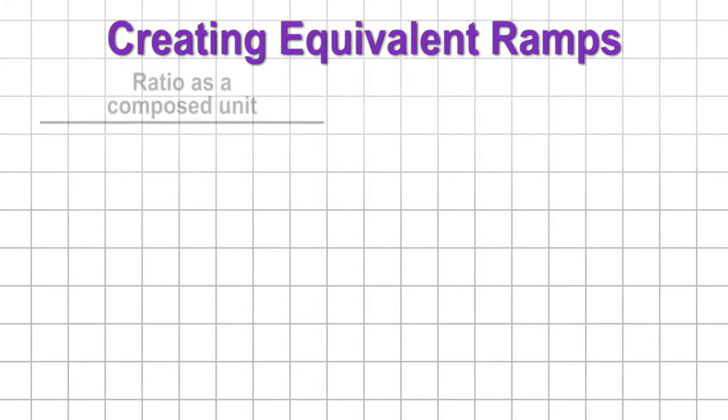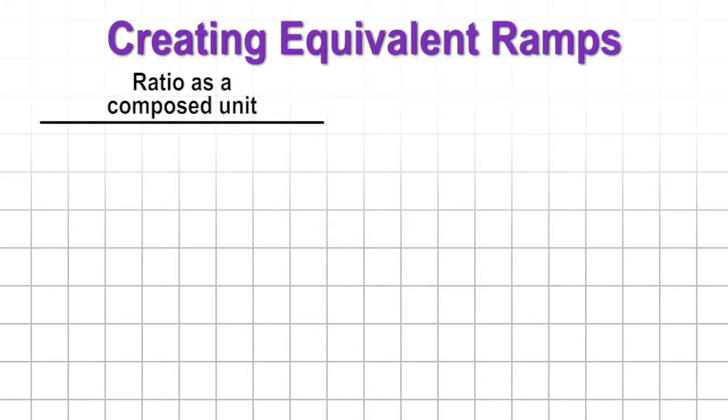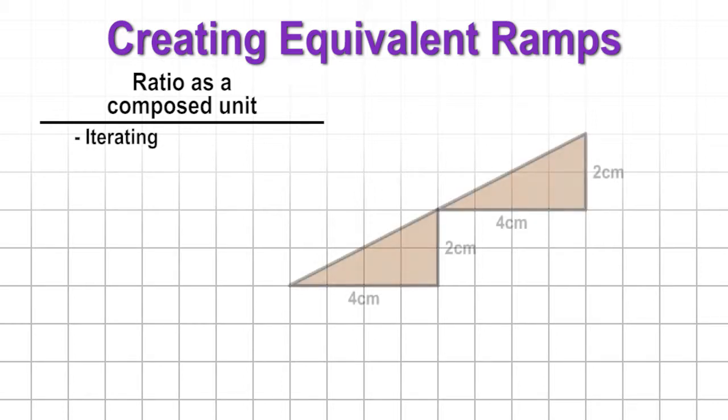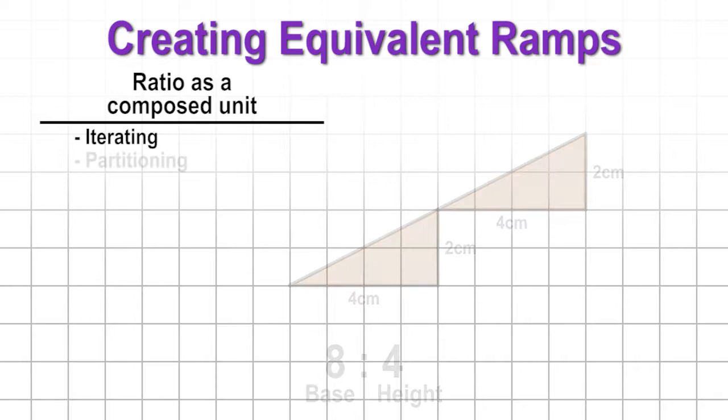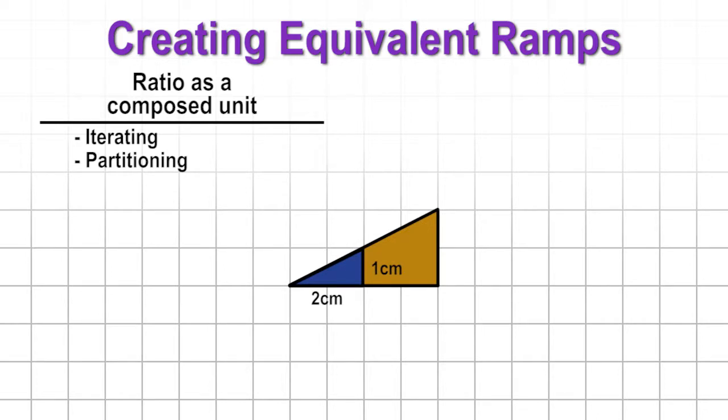One way is thinking of a ratio as a composed unit. Another way is by iterating. In the image, the ramp was created by iterating the ramp 2 times. The ramp has a ratio of 8 to 4. Partitioning is another way to create an equivalent ramp. The ramp in the image was created by partitioning the original ratio into a smaller ramp. This ramp has a ratio of 2 to 1.